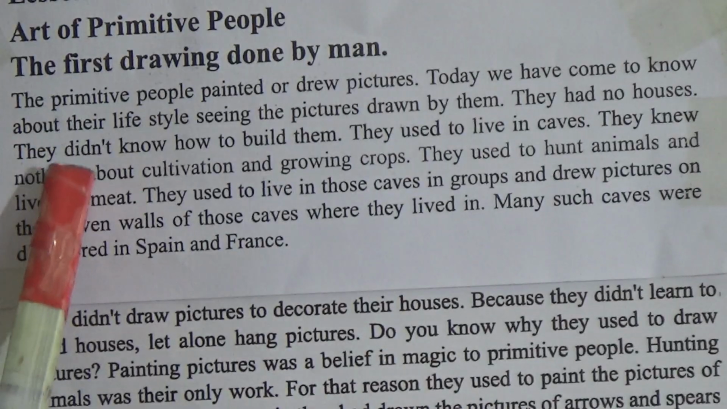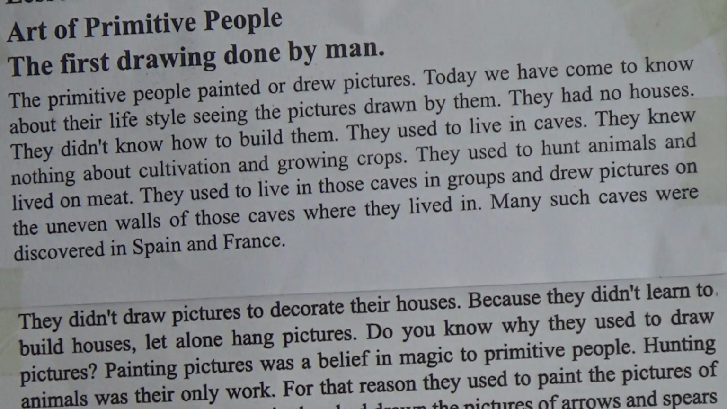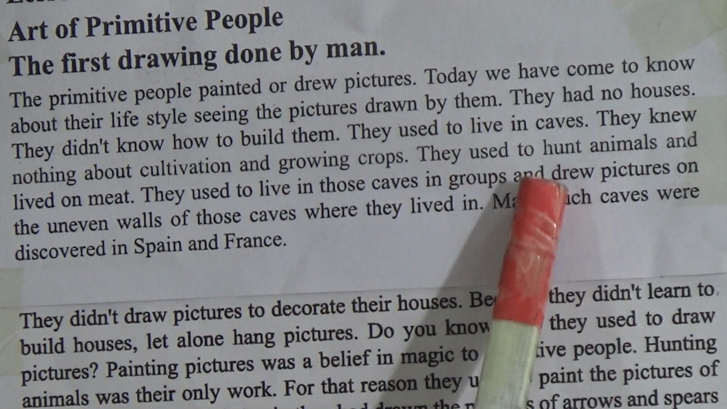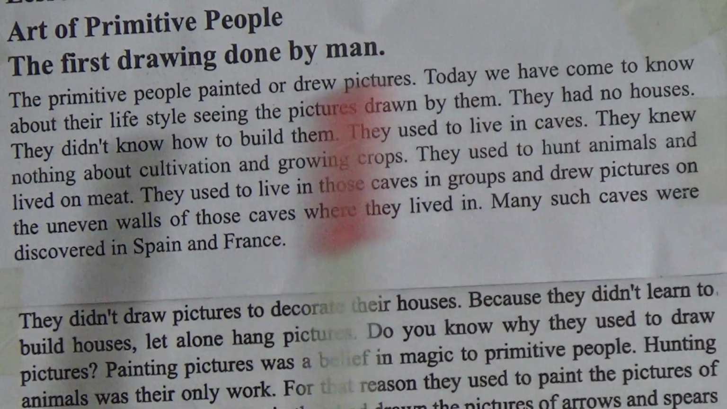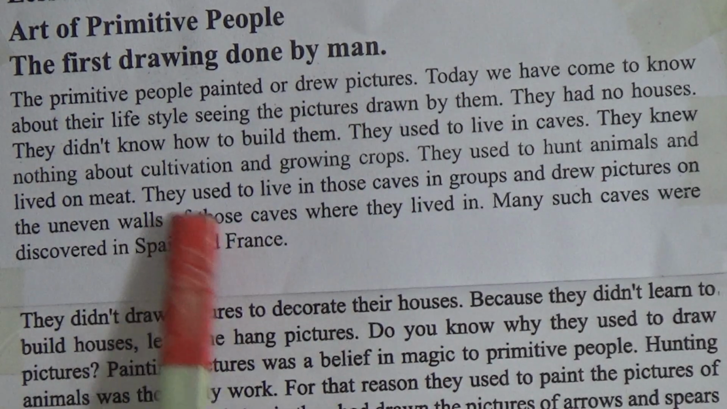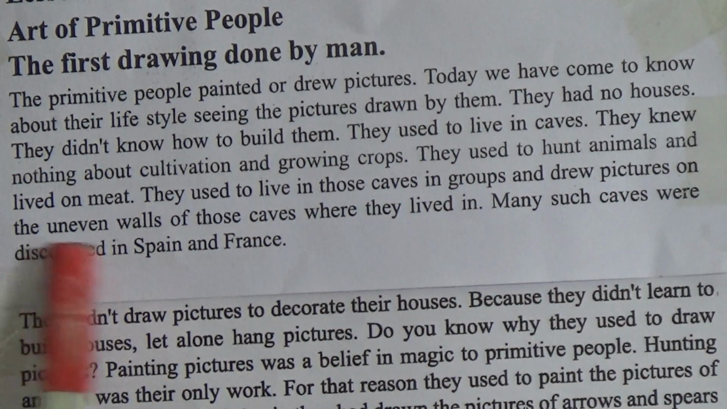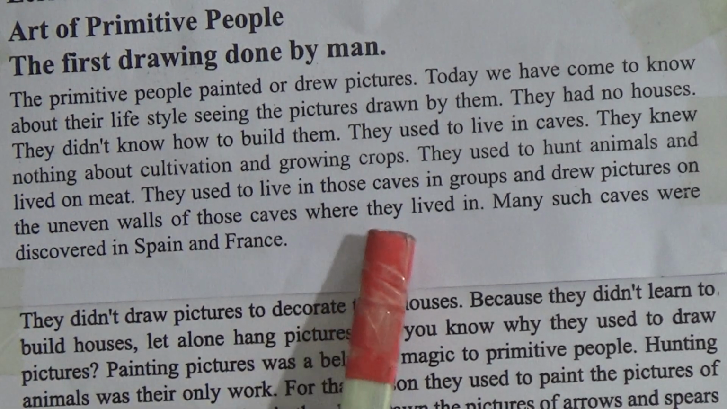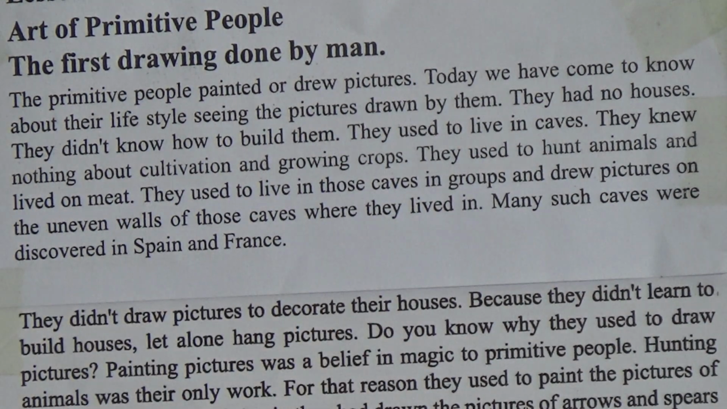Now read. The primitive people painted or drew pictures. Today we have come to know about their lifestyle, seeing the pictures drawn by them. They had no houses. They didn't know how to build them. They used to live in caves. They knew nothing about cultivation and growing crops. They used to hunt animals and lived on meat. They used to live in those caves in groups and drew pictures on the uneven walls of the caves where they lived. Many such caves were discovered in Spain and France.